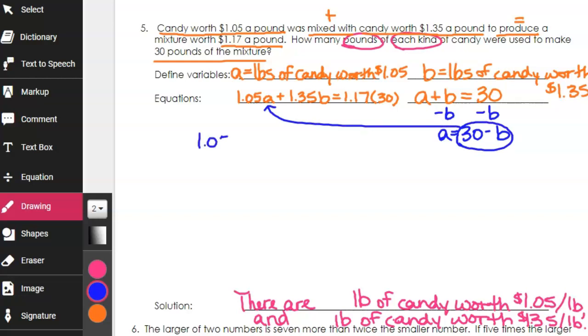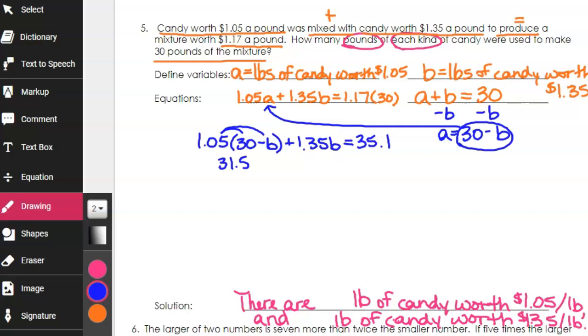So this is going to get substituted for A. So I have 1.05 times A, which from my other equation is that expression, plus 1.35 times B, equals 1.17 times the full 30 pounds. If you type that in the calculator, you're going to end up getting 35.1. Okay. If I distribute, 1.05 times 30 is 31.5.